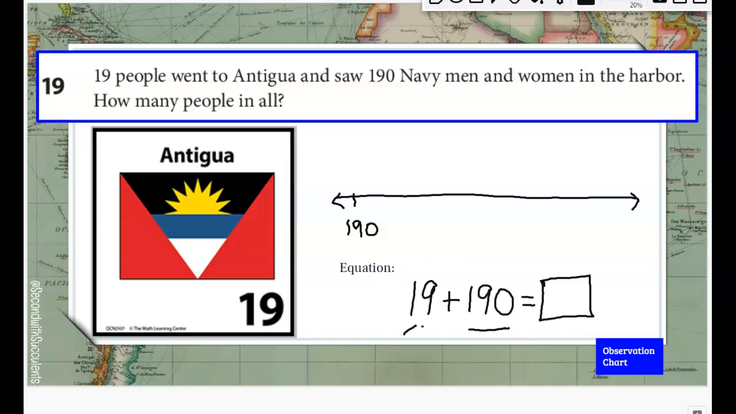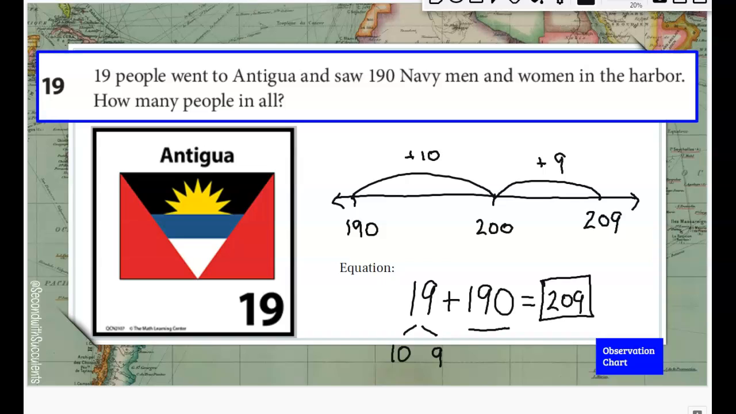Well, I know if I break 19 into my tens and ones, I have 1 ten and 9 ones. Well, if I add 10 to 190, where do I land? If you were thinking I'll land on 200, good thinking. 190 plus 10 more equals 200. Now I need to add my 9 ones. 200 plus 9 more equals 209. 19 plus 190 tells us we have 209 people in Antigua.